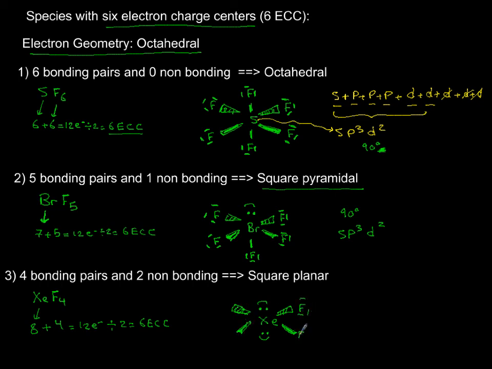Saturate them with their octet electrons. Now realize you have a square in this plane, so they are 90 degrees away from each other. And then sp3d2 still is our hybridization. Even the lone pairs are part of the hybridized orbital.